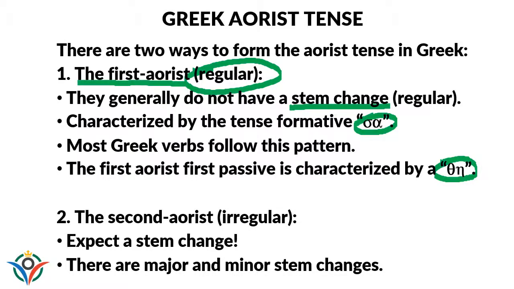But today we are looking at the second aorist, or you can think of it as the irregular way of forming the aorist tense. So you can expect a stem change, and in light of this stem change, there are major and minor stem changes. Let's consider some of these changes together.